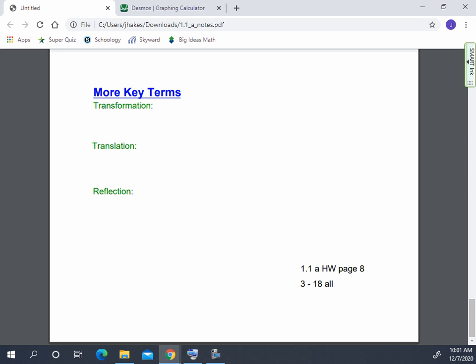I talked about these terms, but there's another one, reflection. Reflection is flipping over a line. It's a transformation. Reflection is a transformation, and it flips over a line. Okay, that's a reflection.